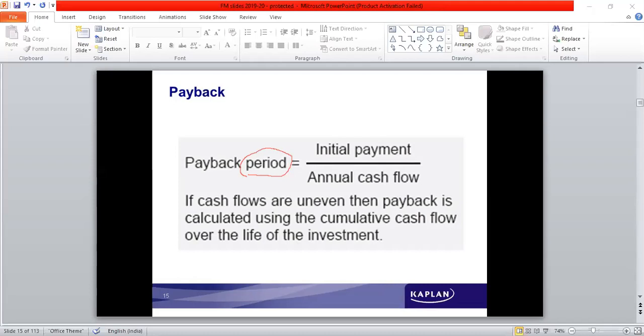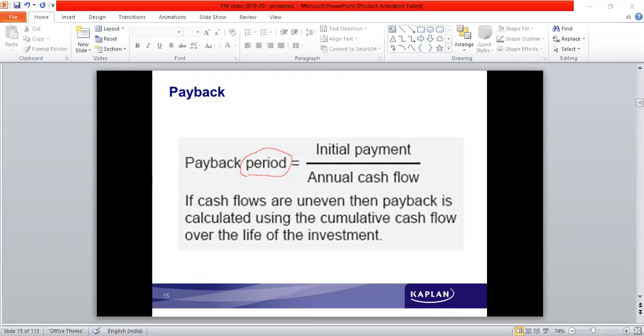If in case the cash flows are even, I'm trying to look at a question from the examination kit if we have any. I'm not speaking. I'm just searching for a question in the examination kit so that we can work out immediately.